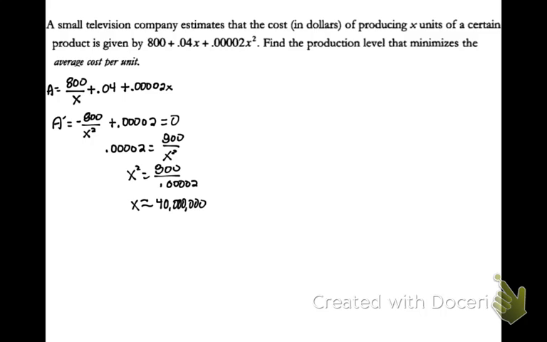That seems way too big. And you know what the problem is? They didn't take the square root of this. They're way too big. So if we take the square root of this, then we'll end up with a real answer of about 6,324. Since we're rounding and you can't have part of a television set, 6,325 TVs.